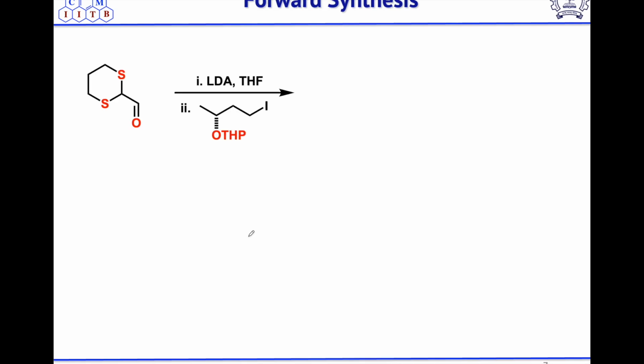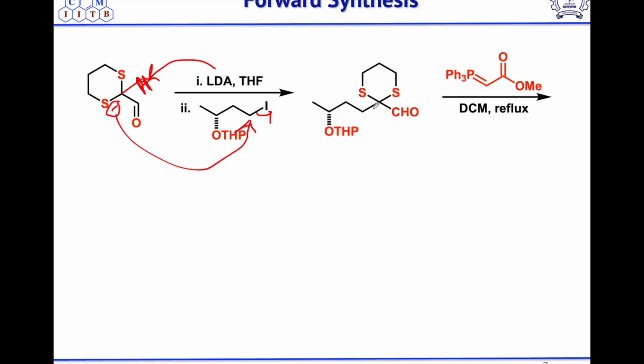So in the forward synthesis, first, if you see, we have taken this protected aldehyde, and now we can think about deprotonation at this center. So deprotonation with LDA, which I discussed earlier. What is LDA? LDA is lithium diisopropylamide, right? So LDA will abstract this proton and generate the carbanion here. In the next step, a simple SN2 reaction will take place and you will get the new C-C bond.